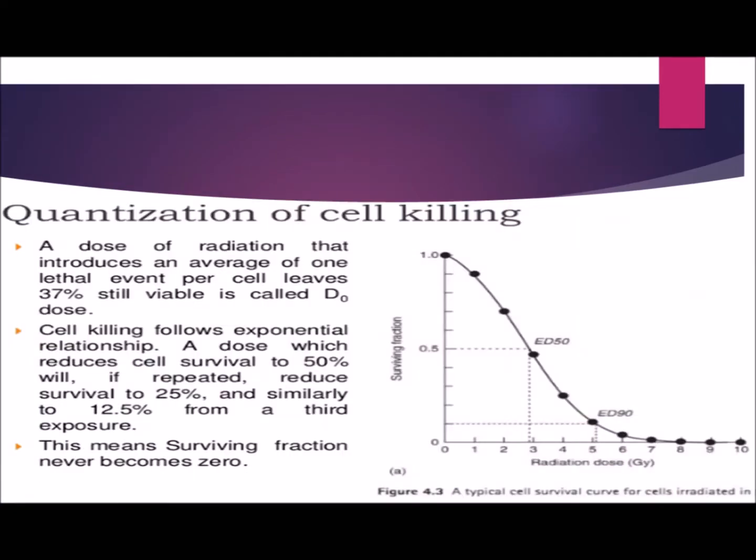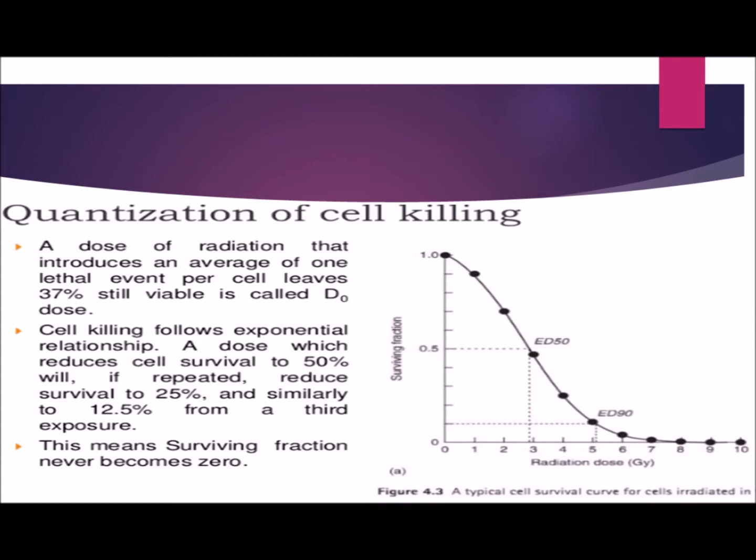Quantization of cell killing. A dose of radiation that introduces an average of one lethal event per cell, and leaves 37% still viable, is called the D sub-zero dose. Cell killing follows an exponential relationship. A dose which reduces cell survival to 50% will, if repeated, reduce survival to 25%, and similarly to 12.5% from a third exposure. This means the surviving fraction never becomes zero.